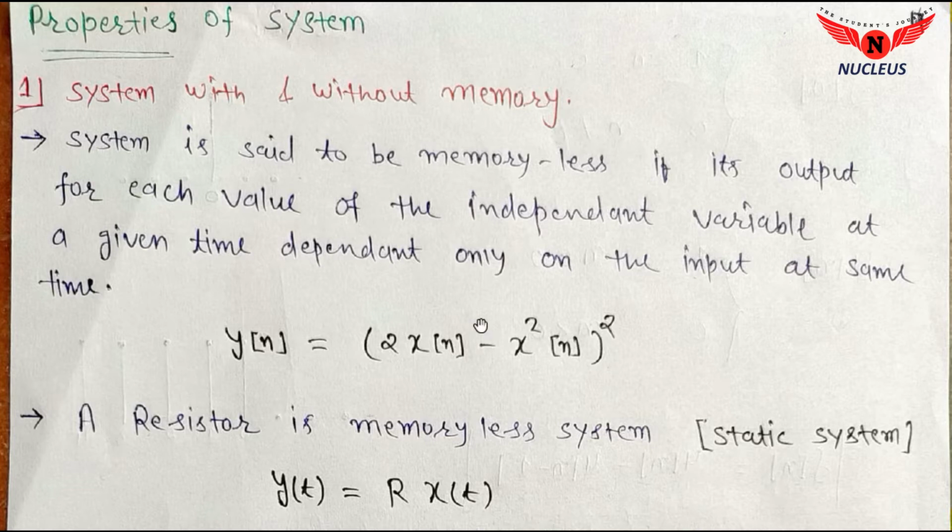Now from the definition you can see the system is said to be memoryless if its output for each value of the independent variable at a given time depends only on the input at the same time. From this equation we can see the output is y[n] and the input is x[n]. The output should depend on the present value of x[n].